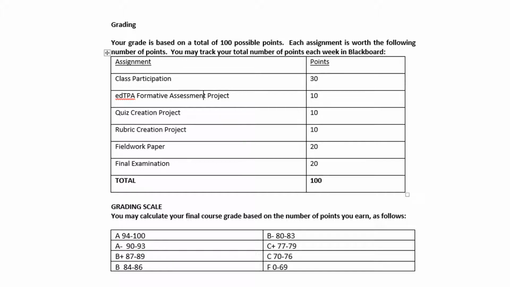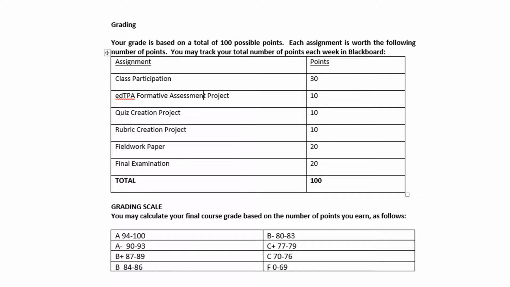This is a breakdown of the assignments and how you'll be graded. 30% class participation, and we'll go over that in the formal learning modules in a minute. There will be an edTPA formative assessment project, a quiz creation project for 10%, a rubric creation project for 10%, fieldwork for 20%, and a final exam for 20%. That all adds up to 100%.